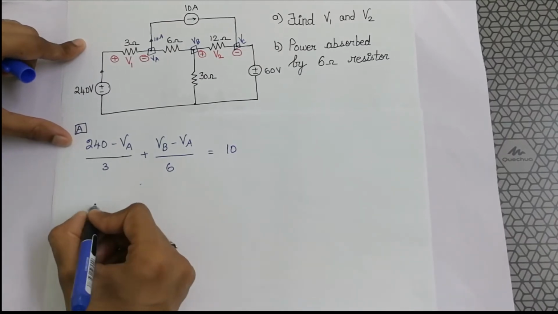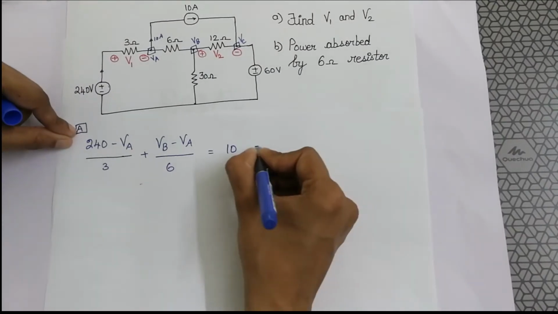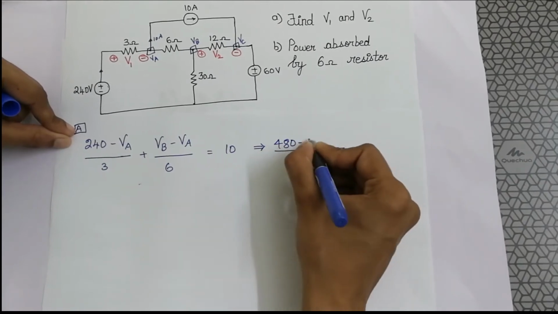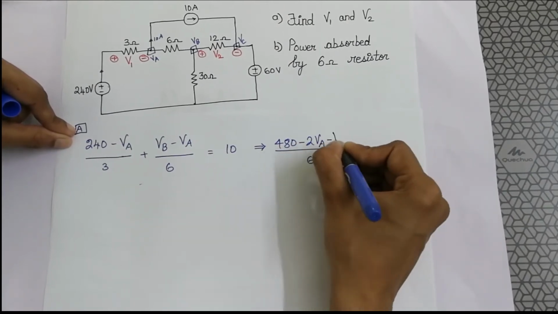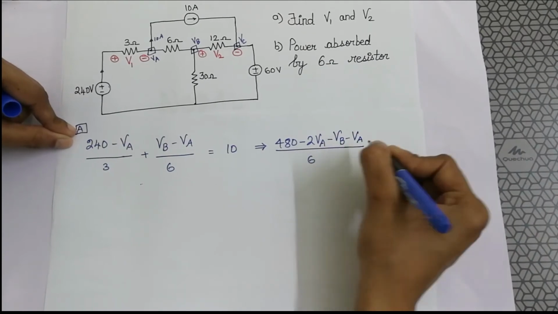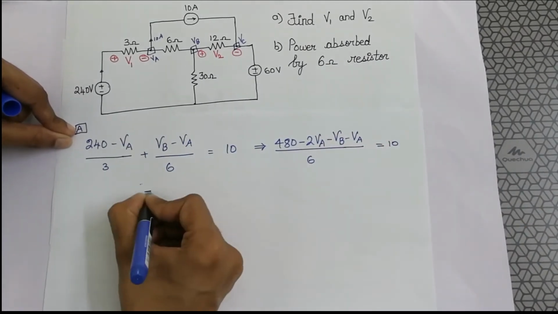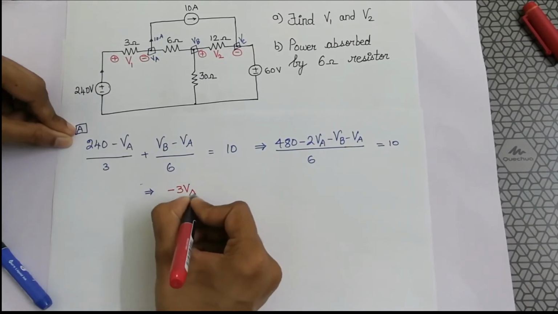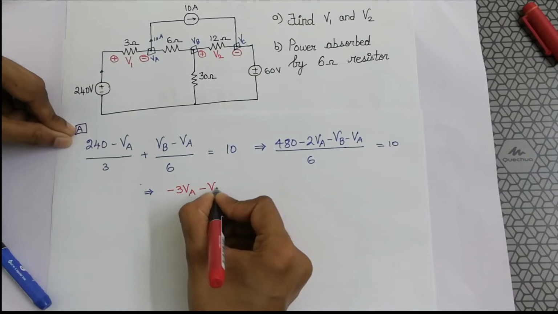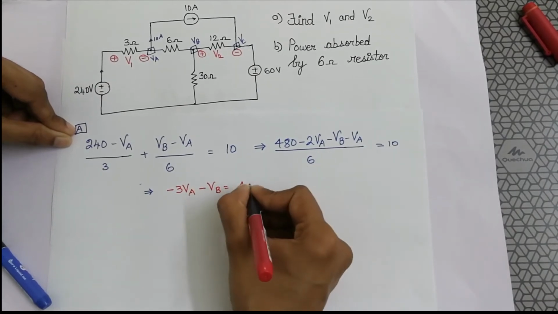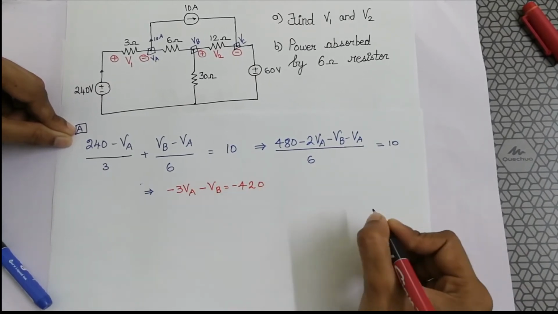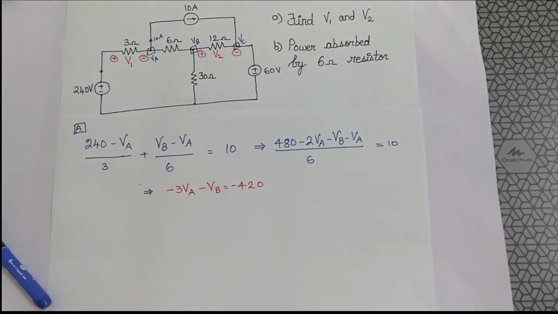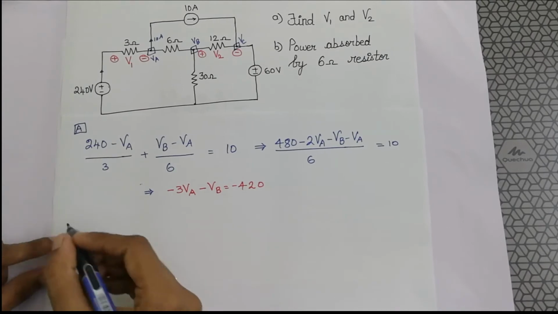If we solve this, our first equation is minus 3VA minus VB equal to minus 420. This is our first equation, the nodal equation for the node A. Let us now go to the node B.